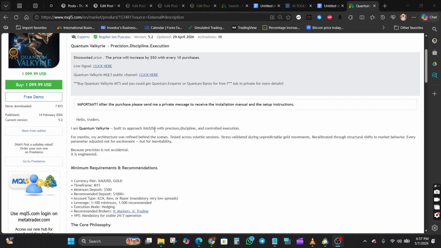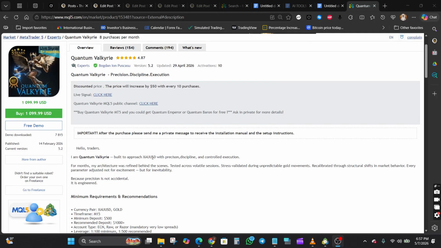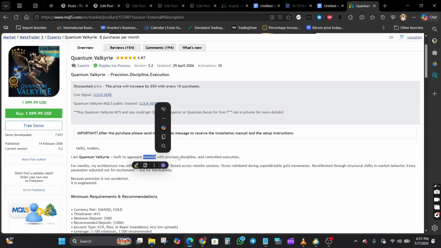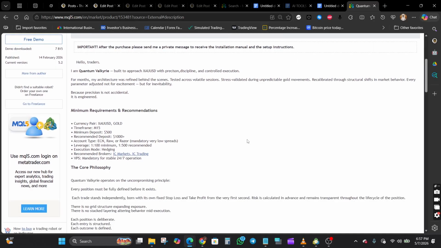So it's not marketed as a high frequency scalper or a grid based system. Instead, it focuses on structured, predefined risk per trade with a strong emphasis on discipline and execution quality over trade volume. From the marketplace information, the EA is specifically designed for XAUUSD on the M15 time frame, and that is clearly the recommended setup.